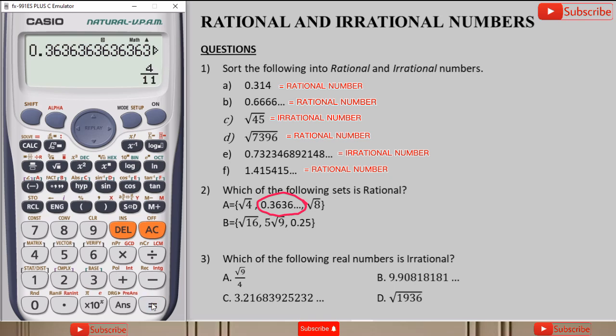So 0.3636 up to infinity is the same as 4 out of 11. And 4 out of 11 is a fraction. So we can conclude that this particular recurring decimal is also a rational number.